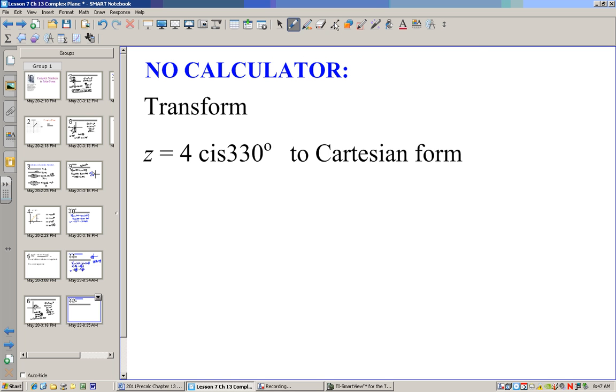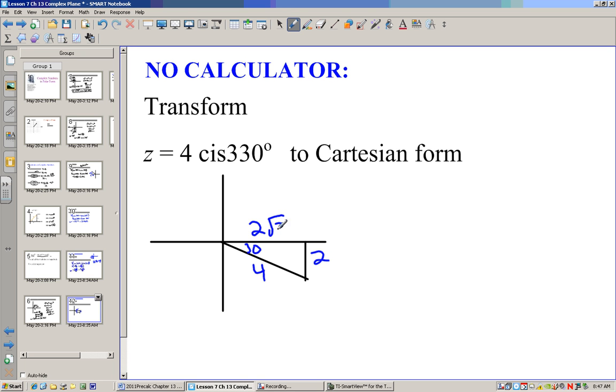Now try this one. Pause the computer and try it on your own. 330 is down here. So that would be 4. That would leave a 30-degree angle there. So that would be 2 and 2 root 3. Or we can go back and say that this is 4 cosine 330 plus i sine 330.